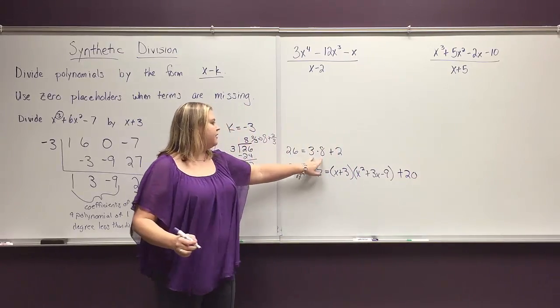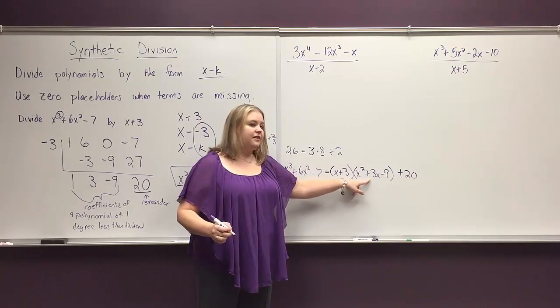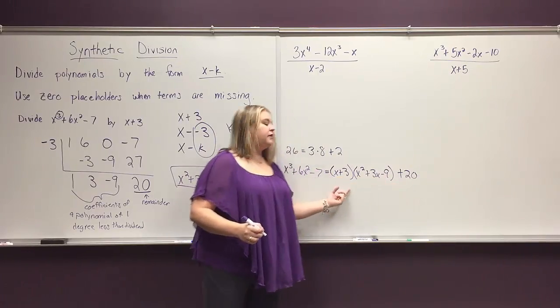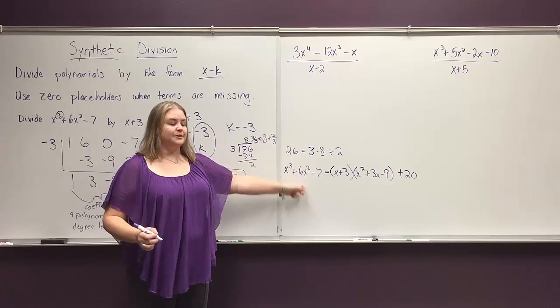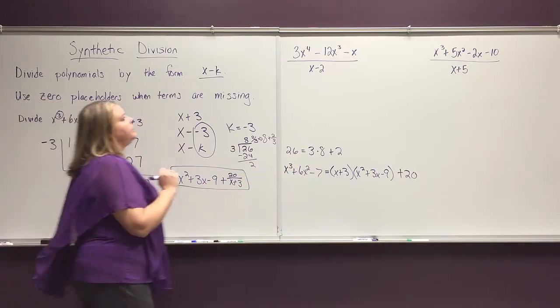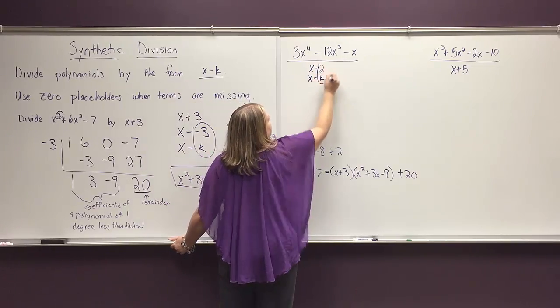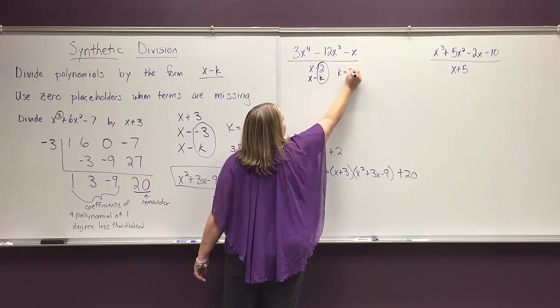And just like we did here, if you multiply and then add, you get 26. If you multiply these two together, add the 20, combine all your like terms, you'll end up with this. Let's look at a couple more examples. This one here. Notice I'm in the form of x minus k already, so my k is 2 this time.